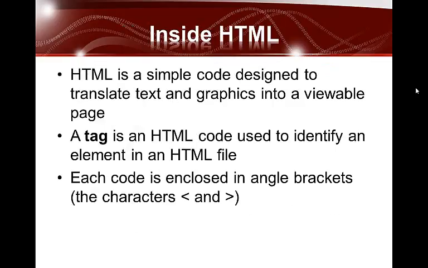HTML is a simple code designed to translate text and graphics into a viewable page. A tag is an HTML code used to identify an element in an HTML file and instruct browsers on how and where to display the element. Each code, usually written in lowercase letters, is enclosed in angle brackets with the characters that you see here, with your opening and closing angle brackets.